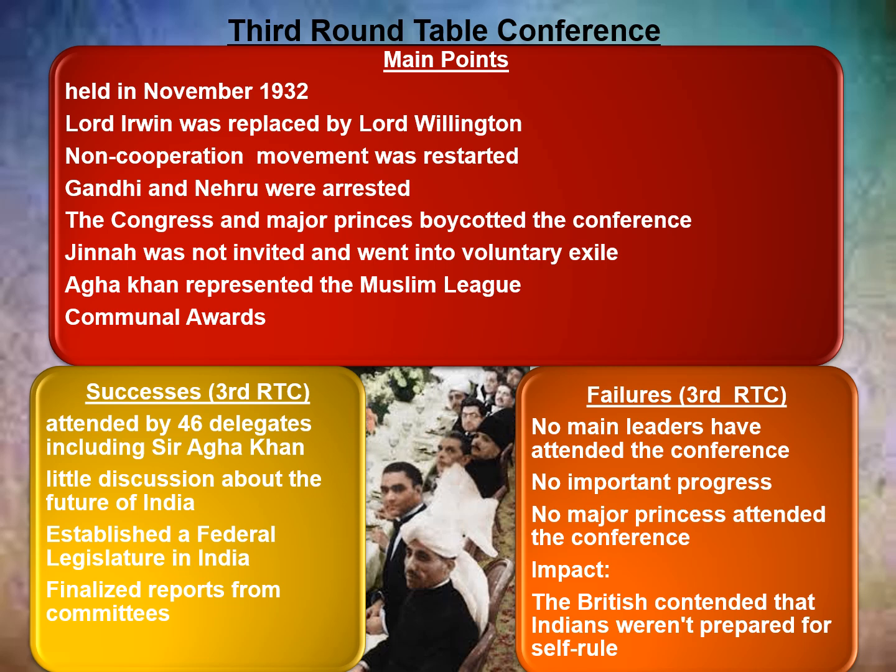Now, if we talk about the failures, no main leaders attended the conference: Jinnah was not invited and Gandhi was in jail. No important progress was made, and no major princes attended the conference as well. And if we talk about the impact, the British contended the Indians weren't prepared for self-rule. Both parties had a deadlock, so they concluded that India was not ready for self-rule.